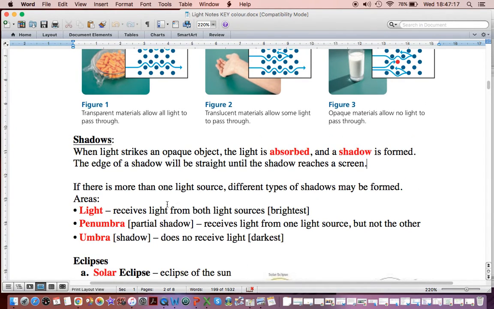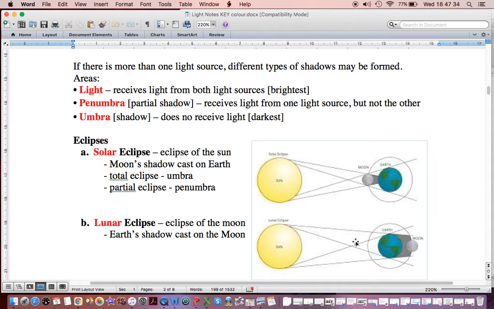In the lab, you did light, penumbra, and umbra in activity A2. Light, where you got light from both light sources. Penumbra, you got light from one source, but not the other. And umbra, received no light from any source, and you end up with a dark shadow. That will apply to eclipses.